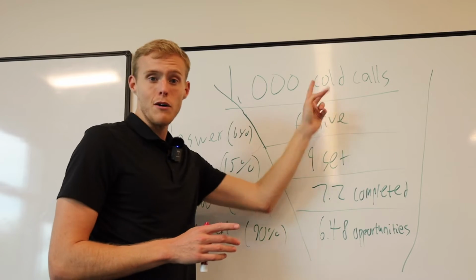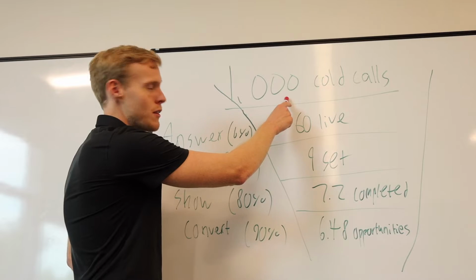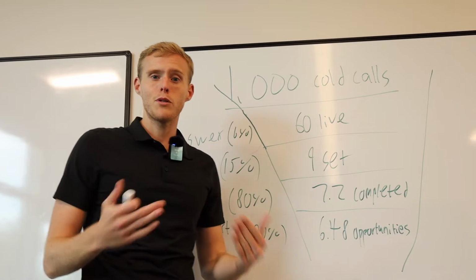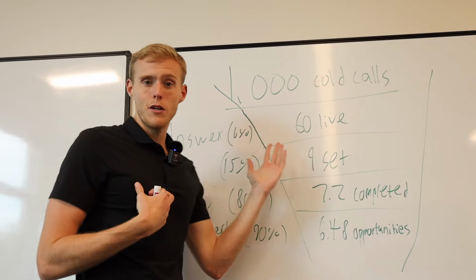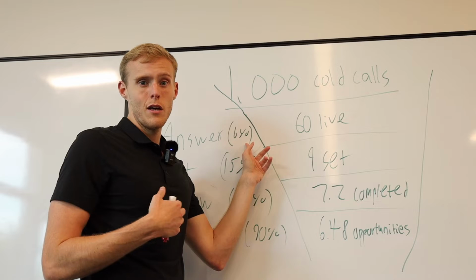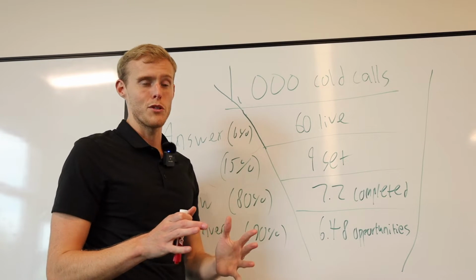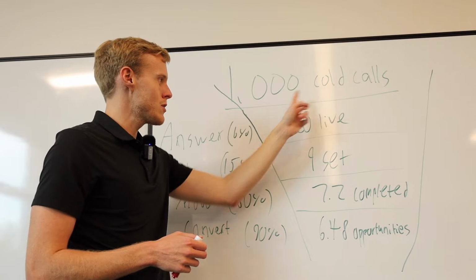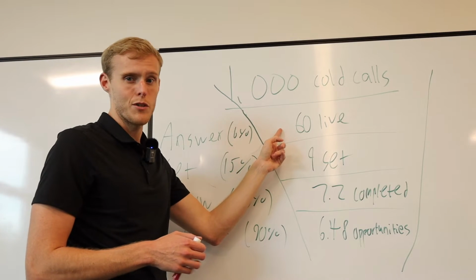Let's say you make 1,000 cold calls in 1 month. If you make 1,000 cold calls, the first filter you need to look at is your answer rate, meaning what percentage of prospects actually answer your cold call. I have found a good answer rate to be around 6%. Some people can be around that 8%. A lot of people are closer to the 4%. So we're going to use 6% to be conservative. If you make 1,000 cold calls with a 6% answer rate, that means you're having 60 live conversations.